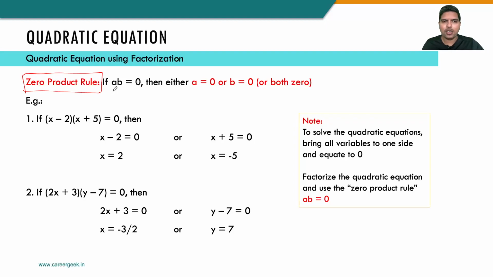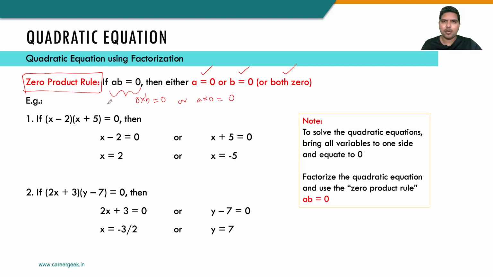What is the zero product rule? It says that if the product of any two quantities is 0, then either the first quantity is 0 or the second quantity is 0, or both can be 0. But most importantly, any one of them can be equal to 0. We know that, right? Even 0 into b is equal to 0, or a multiplied by 0 is also 0. A lot of students have confusion around this, that they assume that both a and b have to be 0. No, either one of them can be 0 or both can be 0. That is the zero product rule.